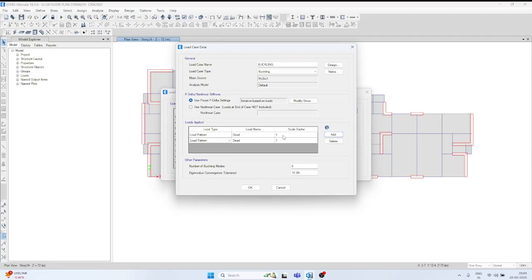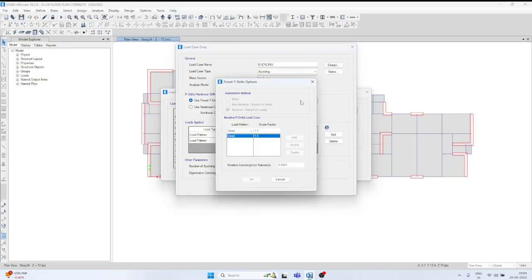First it will be dead load, with scale factor as usual 1. Then instead of dead load go to live load, and here it will be the same, 1. Now check the number of buckling modes. In buckling we generally provide 6 modes, so here it is already 6 modes, and use preset P-Delta setting. Just click here and check that it is okay.